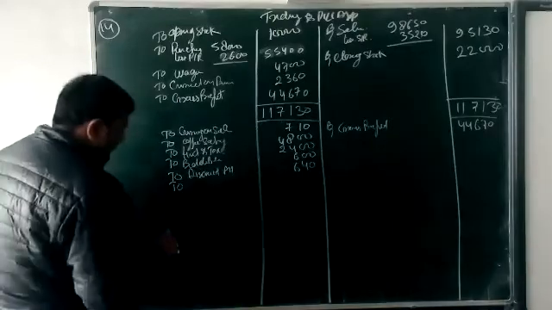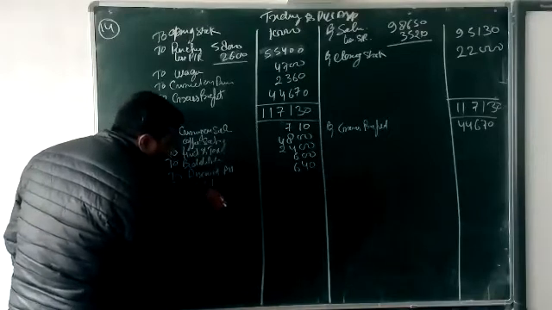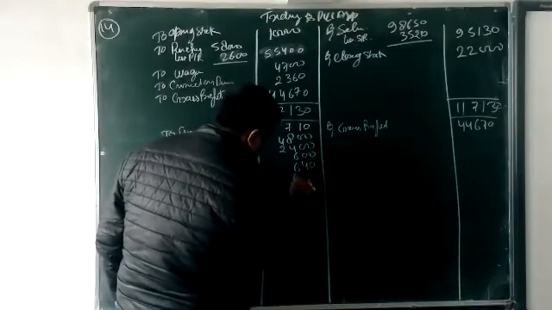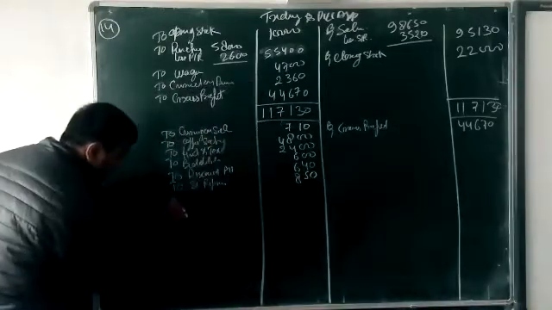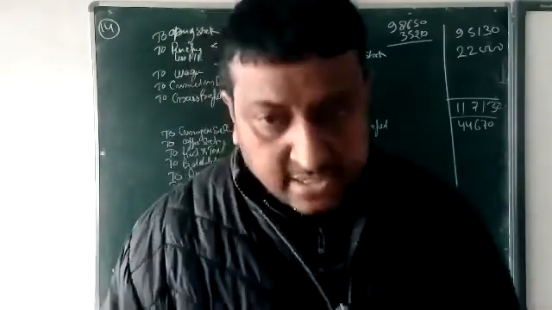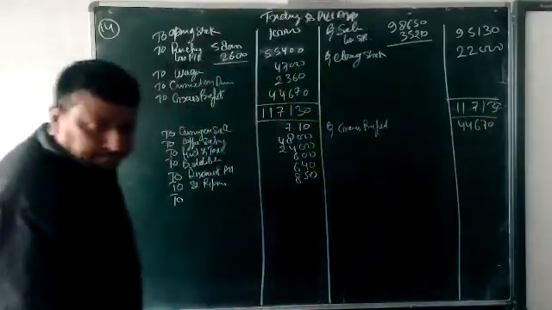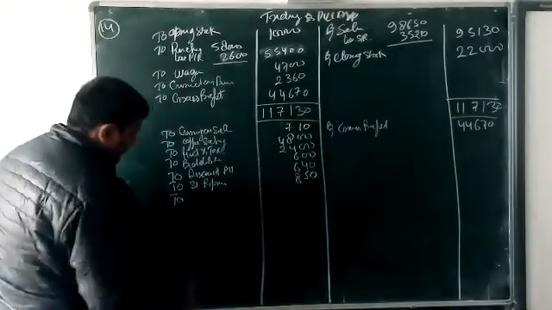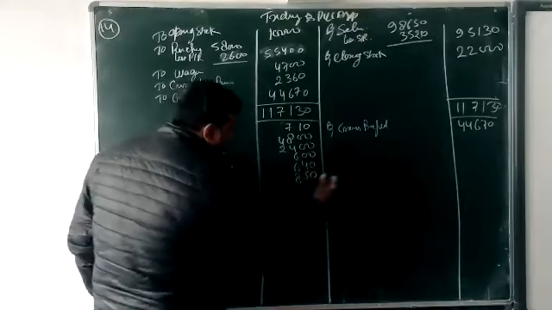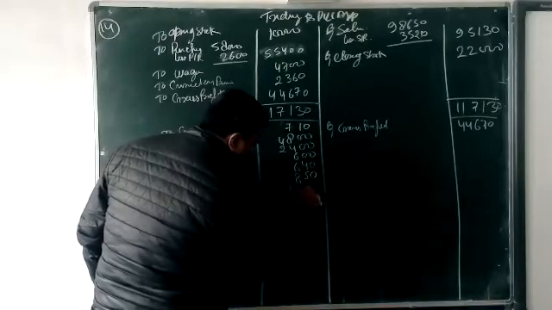Next, scooter repairs, amount 850. Next, BR, bill receivable, it's an asset. Next, commission. Commission debit side put here, credit side put on that side. Amount 1,800.